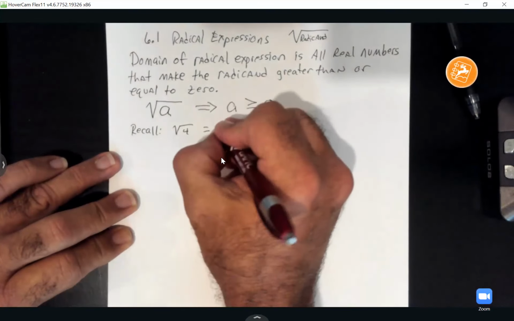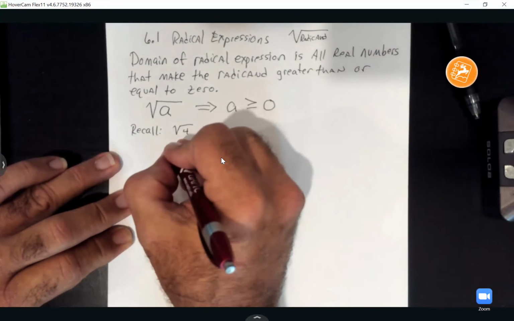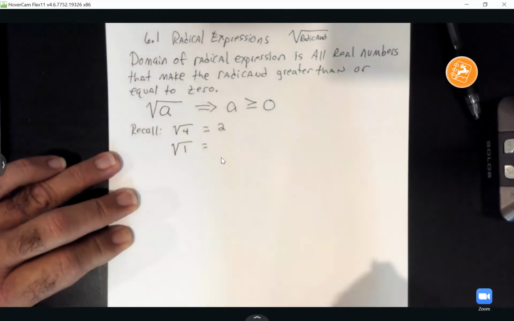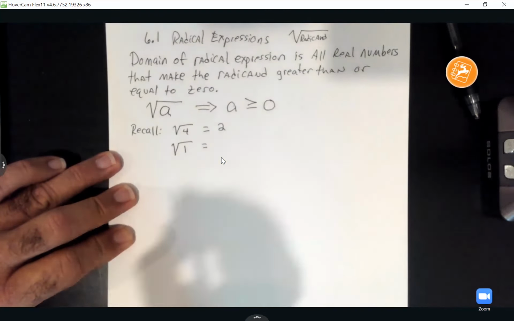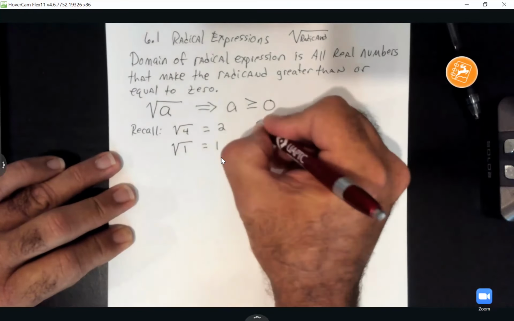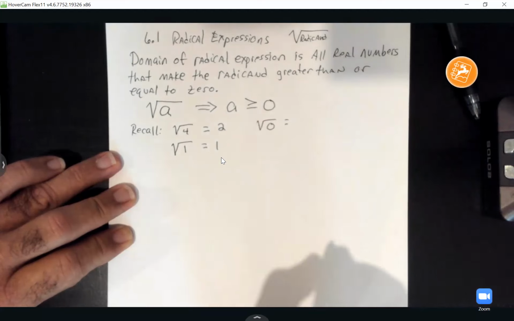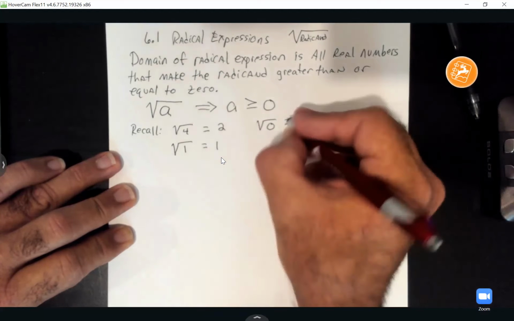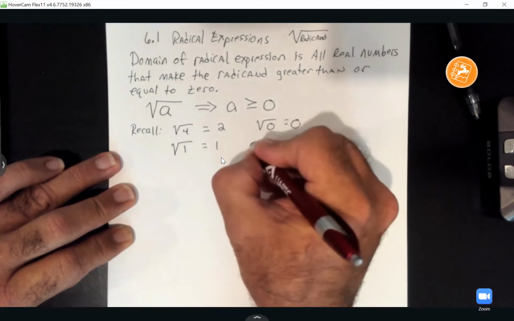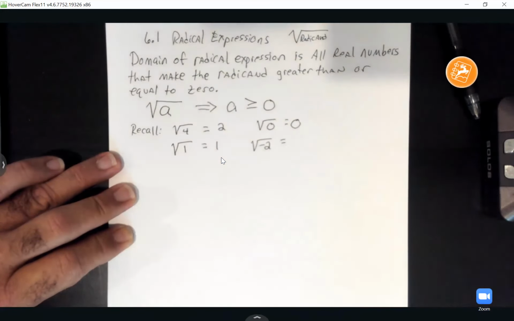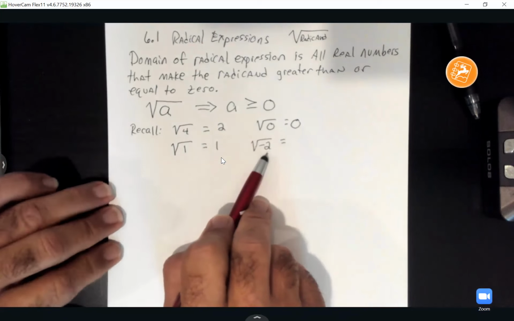Two. What is the square root of, say, 1? 1. Square root of 0. 0. Square root of -2. Can you do that one?